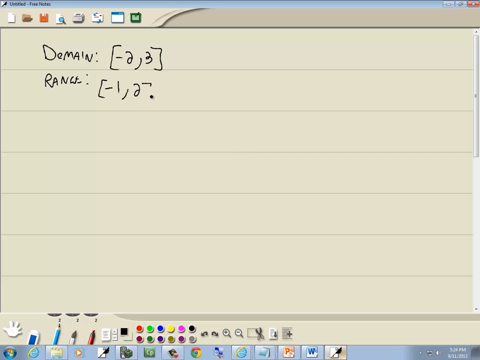And again, we put brackets there unless we see an open dot or open circle, then we'll use parentheses. So those are our answers.